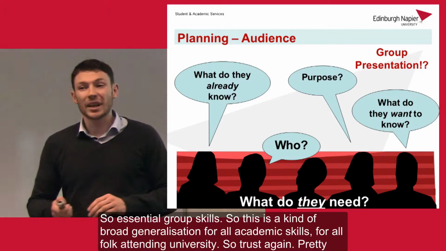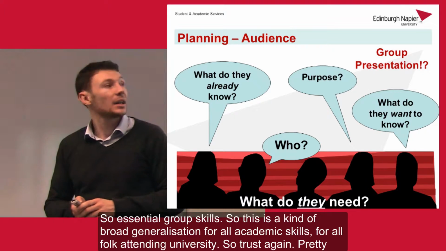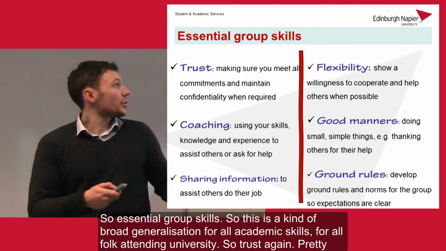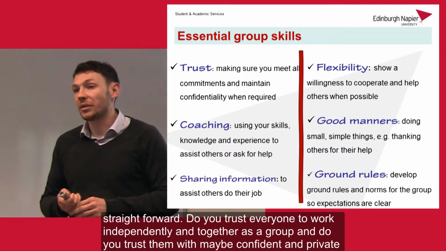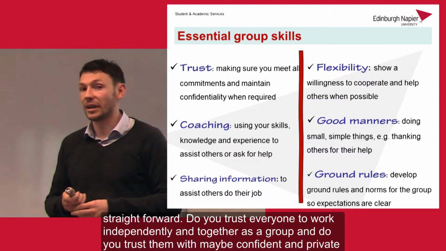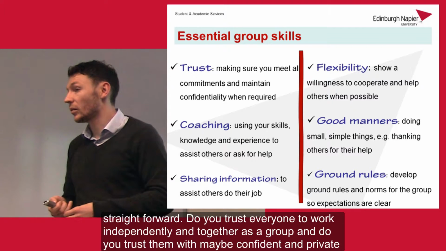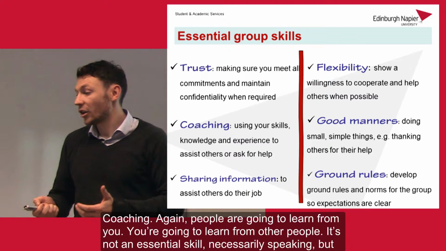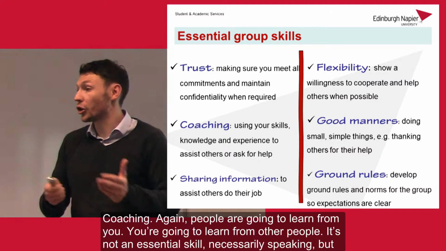So, essential group skills. Again, this is a broad generalization for all academic skills, all work you're going to do in university. So trust, again, pretty straightforward. Do you trust everyone to work independently and together as a group? And do you trust them with maybe confidential or private matters, or whatever it may be? Do you trust them essentially? Coaching, again, people are going to learn from you, you're going to learn from other people.